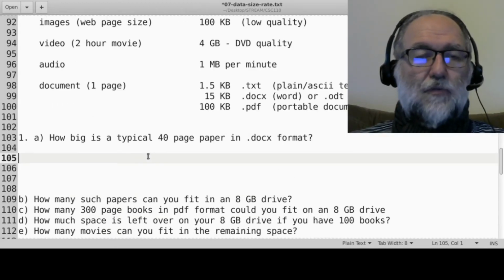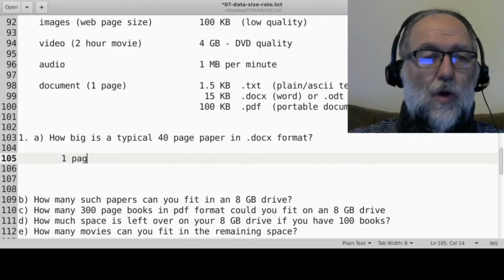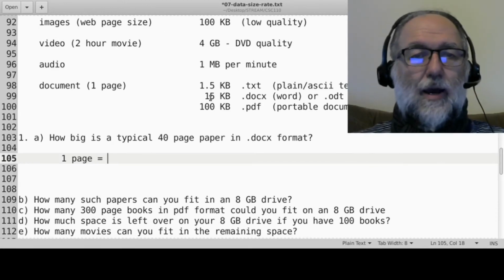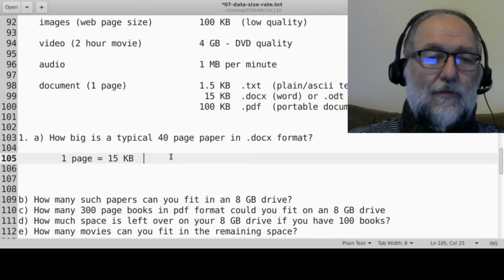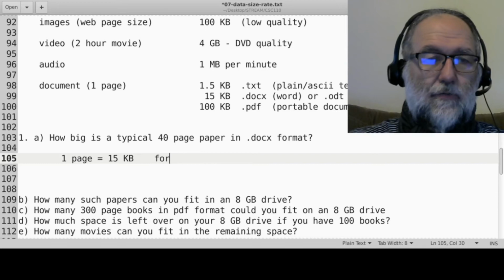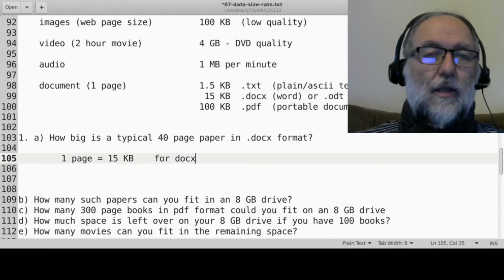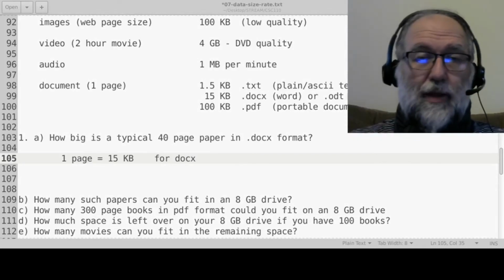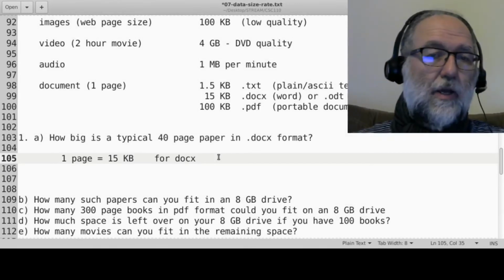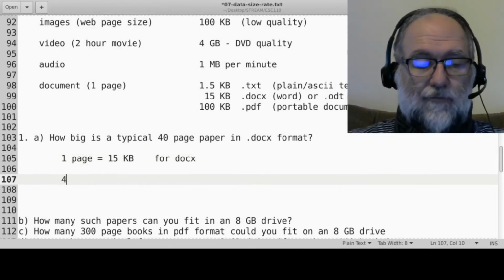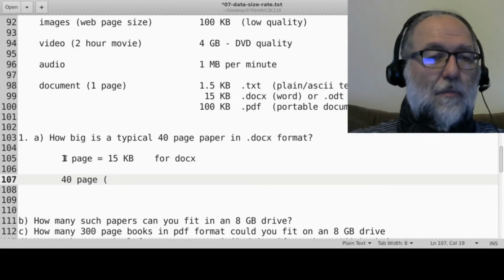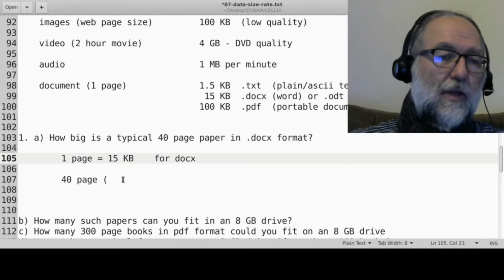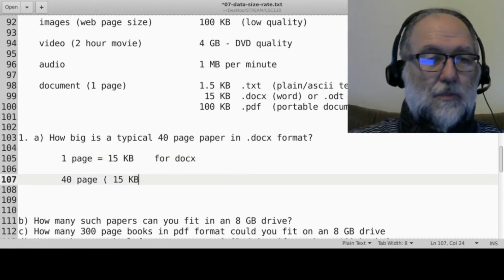First of all, you have to identify that this is docx, and you can go, well, 1 page is going to be 15 kilobytes. And how did you get that for docx? Okay, great. That's just 1 page, but we want 40 pages. And what are you going to do? You could even make that fraction that I showed earlier. You could say, okay, there's 15 kilobytes per page.